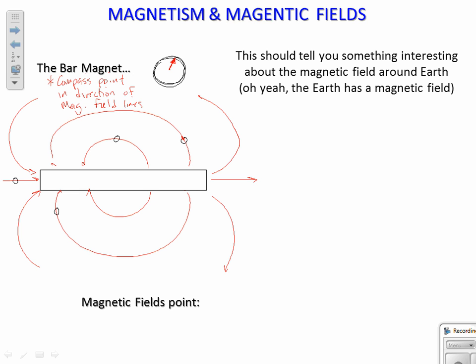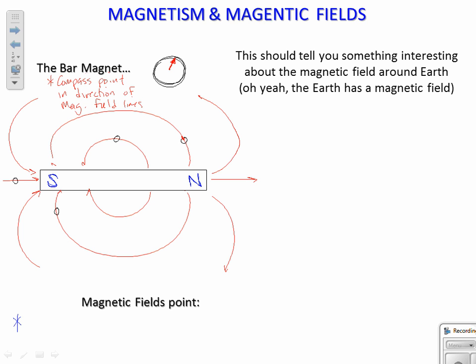What it turns out, when we do this, is that magnetic fields point toward magnetic south. And they point away from magnetic north. So that's a big deal for us.